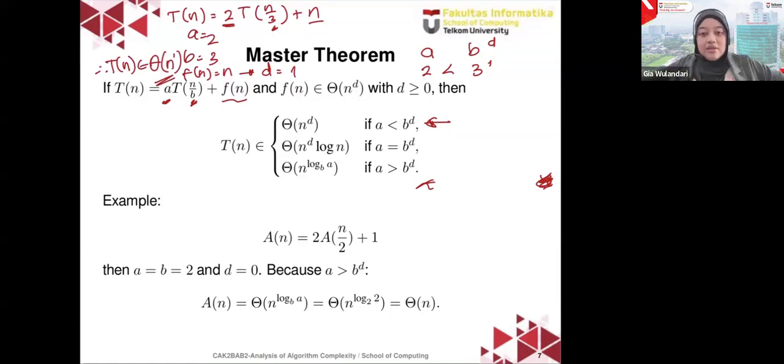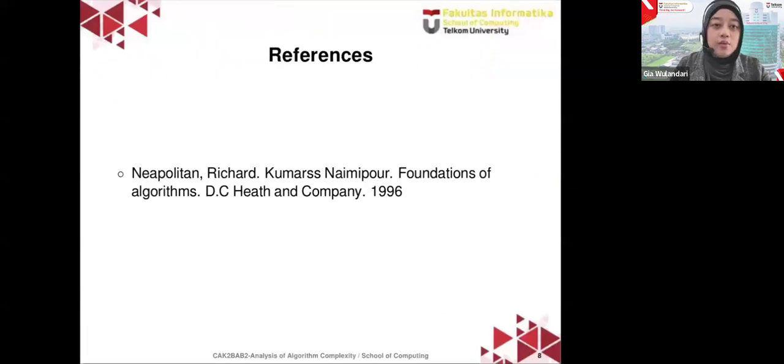Any question for this master theorem? Nothing, yeah? Okay, that's all I want to show you for this topic.